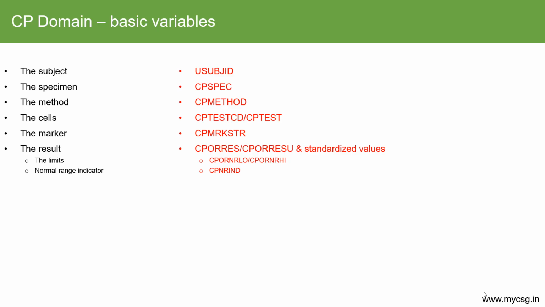When compared to other findings domains, the additional variable that we have here is the one related to the marker, CPMRKSTR, marker string. We have a few other variables which are very specific to the CP domain, but those are not regularly needed.